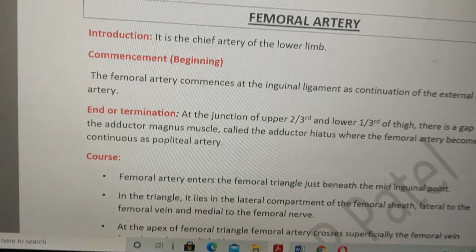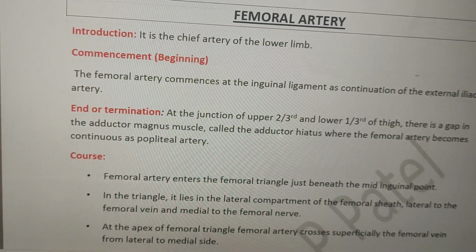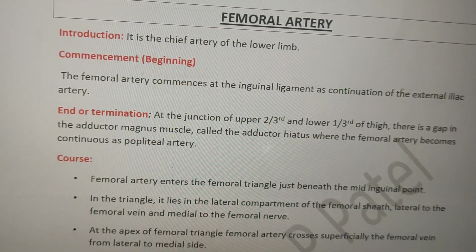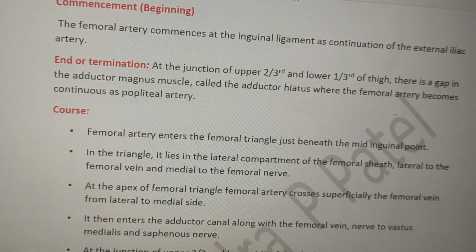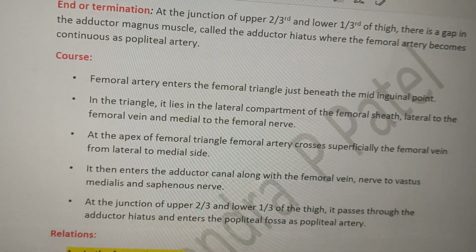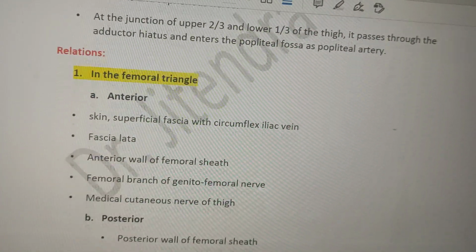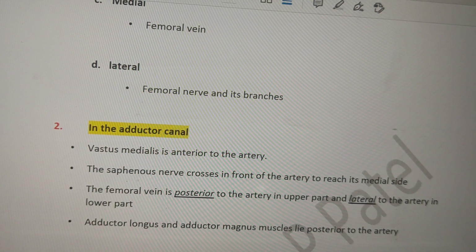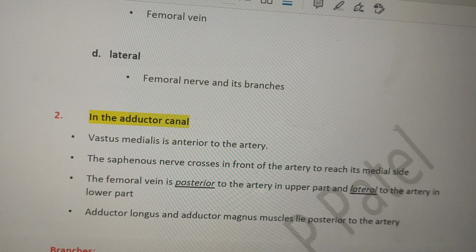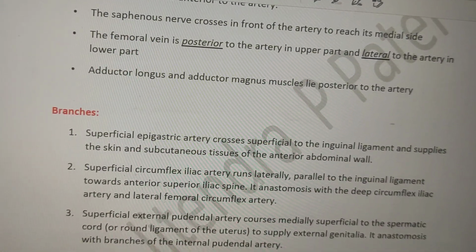I have kept some examples of each and every particular, like here I have kept the femoral artery example, and you can see there is an introduction or commencement, termination, and the course. Like the femoral artery has a course and relation inside the femoral triangle, as well as inside the adductor canal. I have written in detail, but you have to at least remember 3 to 4 lines of the course and relations, main and branches.